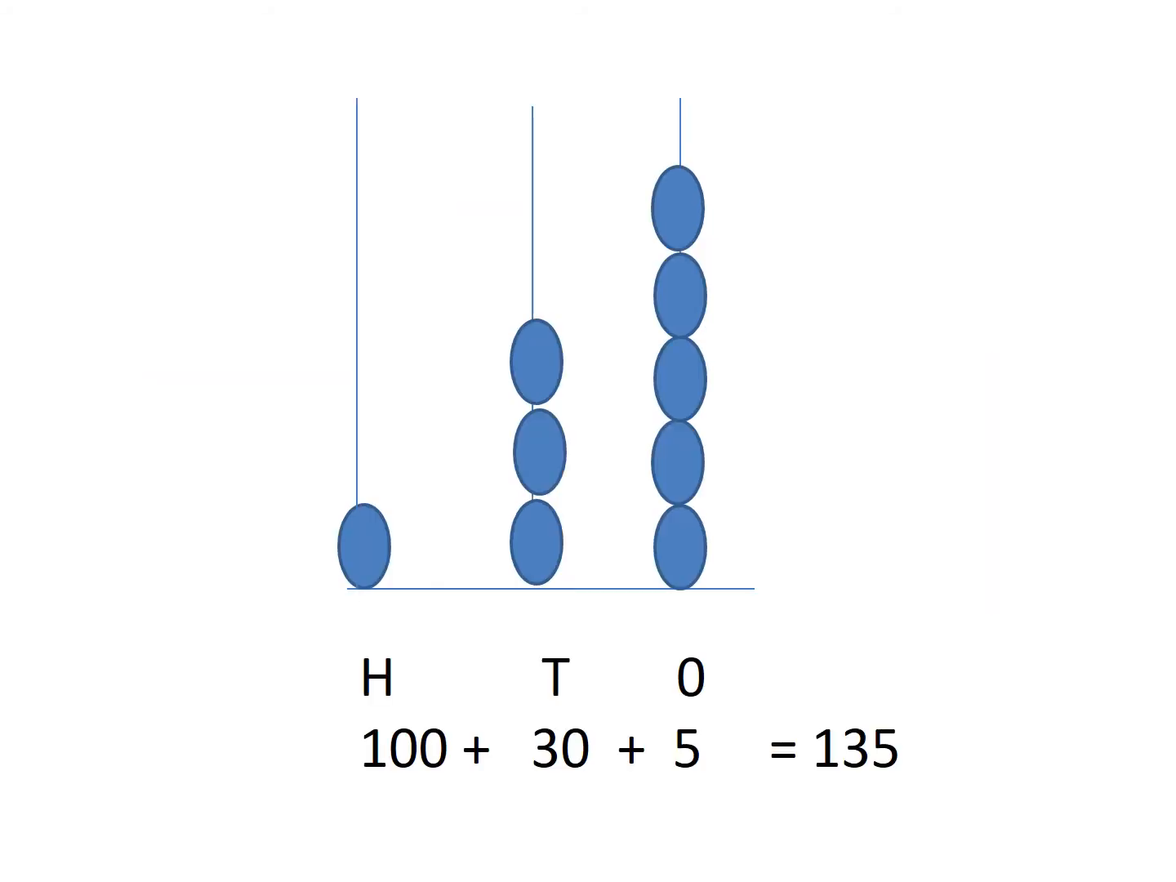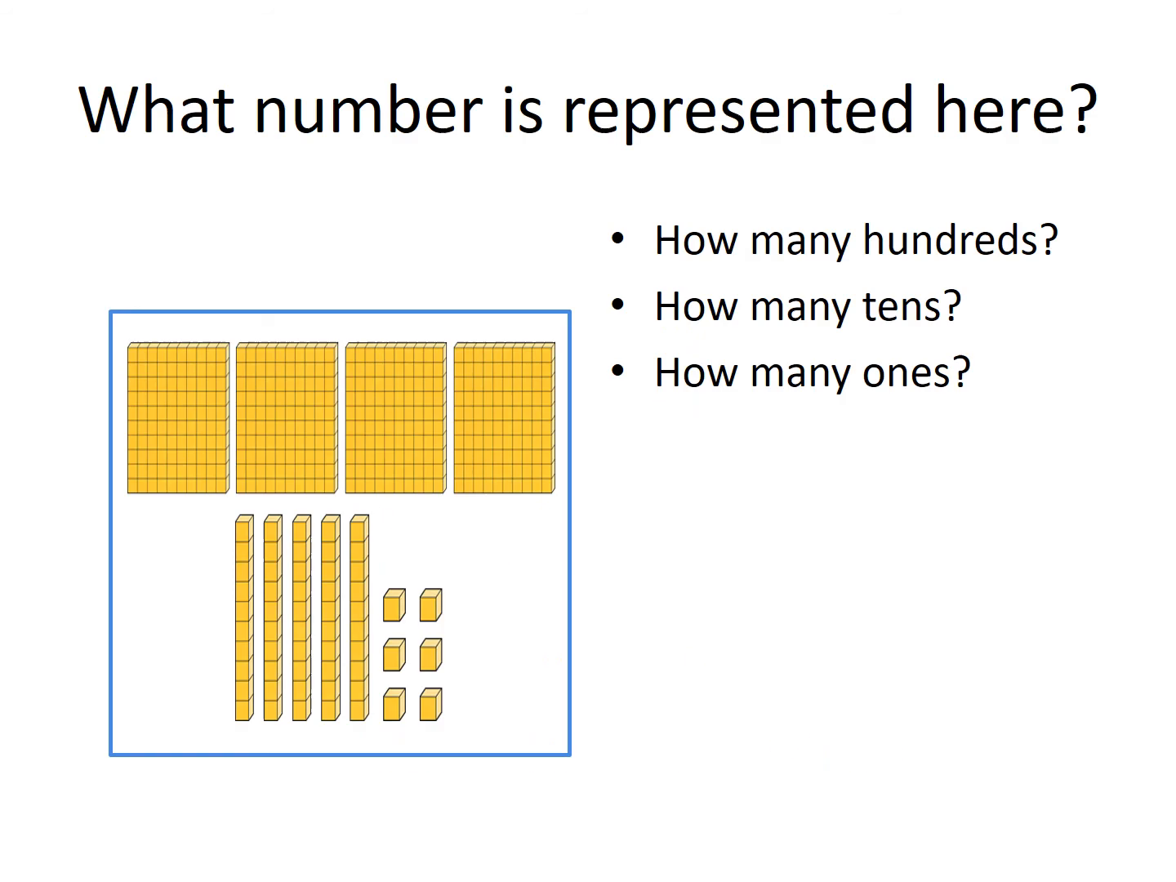Here you can see 135 being represented on an abacus. So there is 100, so 1 circle on the hundreds. There are 3 tens, so there are 3 circles on the tens, and there are 5 ones, so you can see 5 circles on the ones.